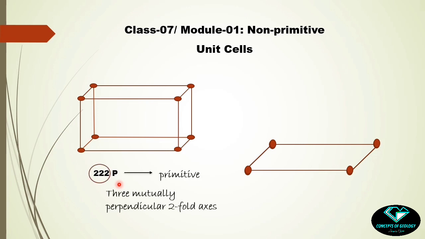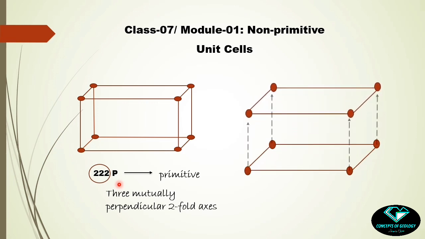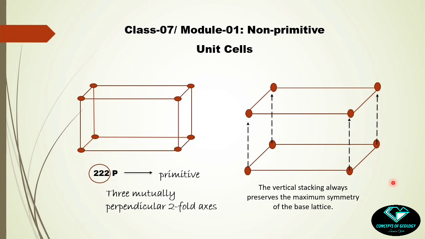This space lattice is produced by stacking of orthonets vertically. Okay, so that means exactly one above another. Now one thing is very notable here, that this type of vertical arrangement preserves the maximum symmetry of the base lattice. When we are stacking vertically, we are preserving all the symmetries present in this base lattice. So this is called a primitive lattice and symbolized as capital P.